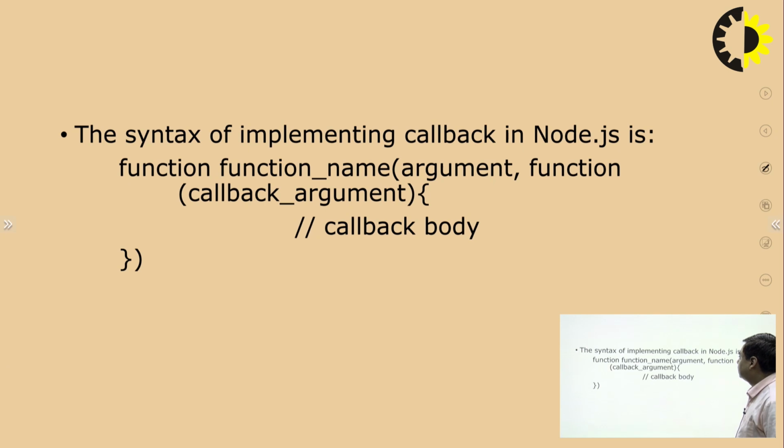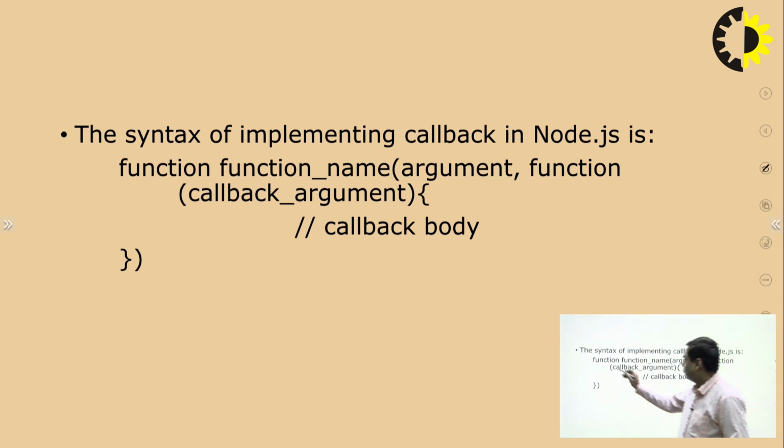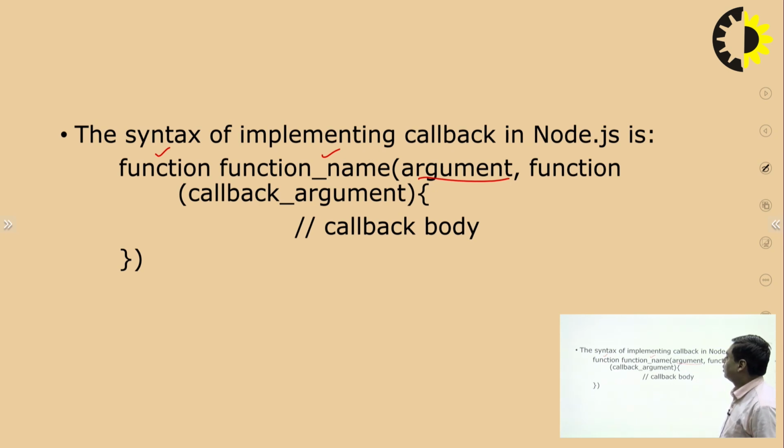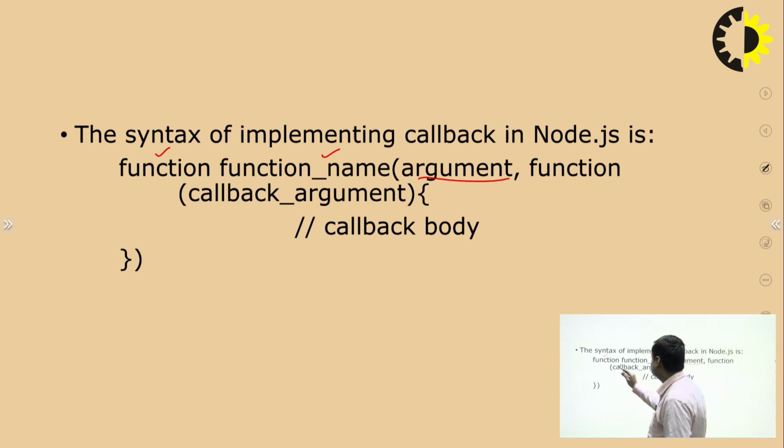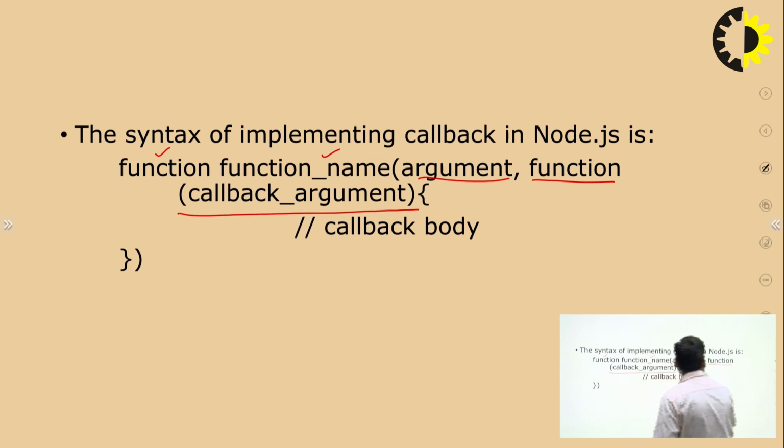Now let's see the coding part of the callback function. So this is the syntax of the callback function. Callback is a function. So first you write a function here, then give the name of the function and pass the argument in the function. So here it is a simple function, with the name of the function. Now here you can see we are passing a callback function.